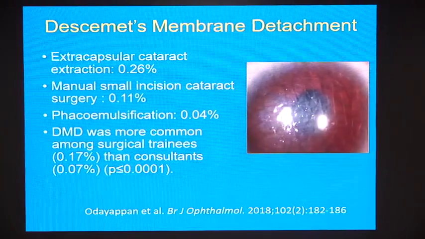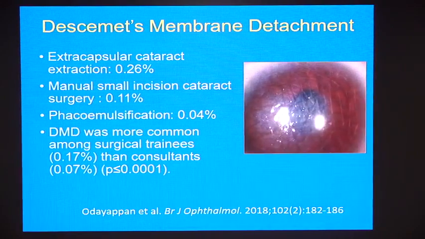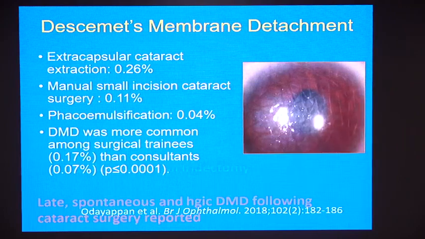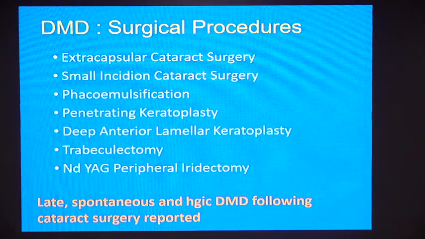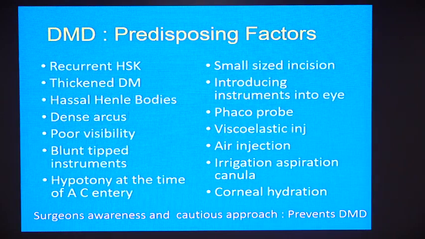If you look at the various incidences, it's common with extracapsular cataract surgery or manual small incision cataract surgery and then other surgery. But believe it, it can occur after any surgery, even after YAG capsulotomy. These are some of the procedures where it can occur. I would just caution about some of the predisposing factors. If you have recurrent herpes simplex keratitis or Fuchs endothelial dystrophy, a thick Descemet's membrane is always vulnerable for detachment.